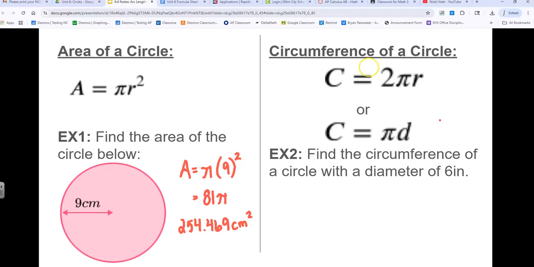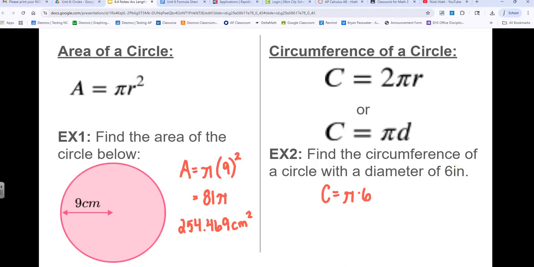Our other problem that we have on the same page is finding the circumference. That circumference is the distance around the edge of the circle, and to find circumference you can either use the equation 2 pi times the radius, or you can use the equation pi times diameter. In this case they give us, for example 2, that we are going to find the circumference of a circle with a diameter of 6 inches. So since they gave us diameter here, I would be more inclined just to use pi times diameter. So we would just have pi times 6.